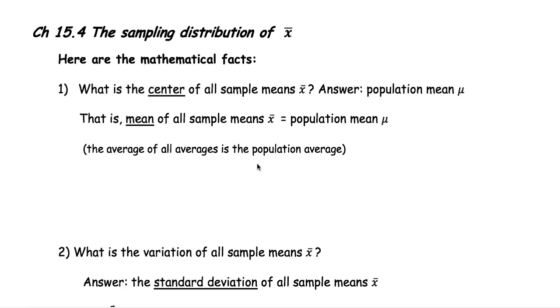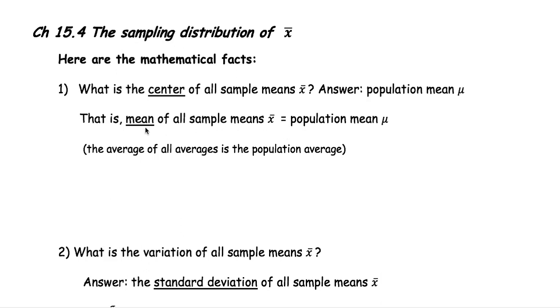Chapter 15.4, the sampling distribution of the sample mean. There are two mathematical facts that we need to learn in this chapter. The first one is, what is the center of all the sample means? So we have a bunch of sample means. So where is the center located? The answer is very simple. The center of all these sample means is the population mean.